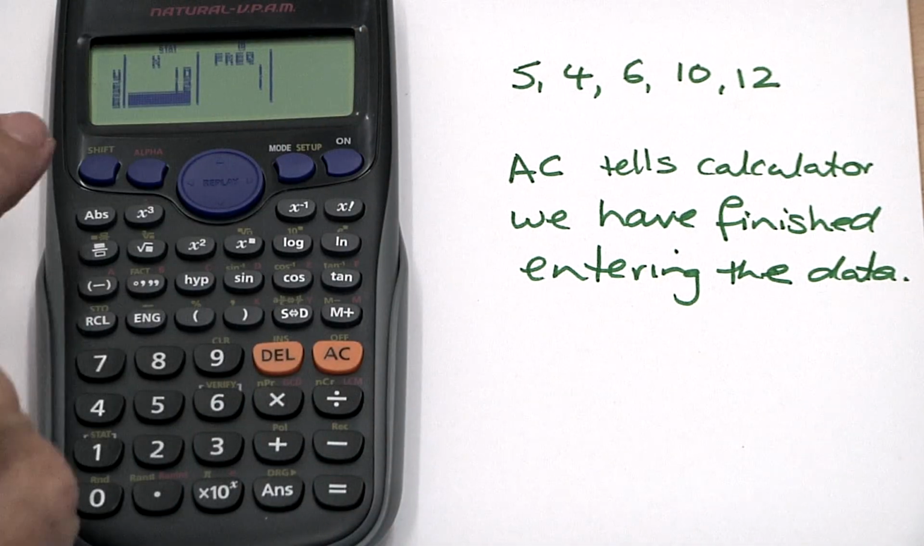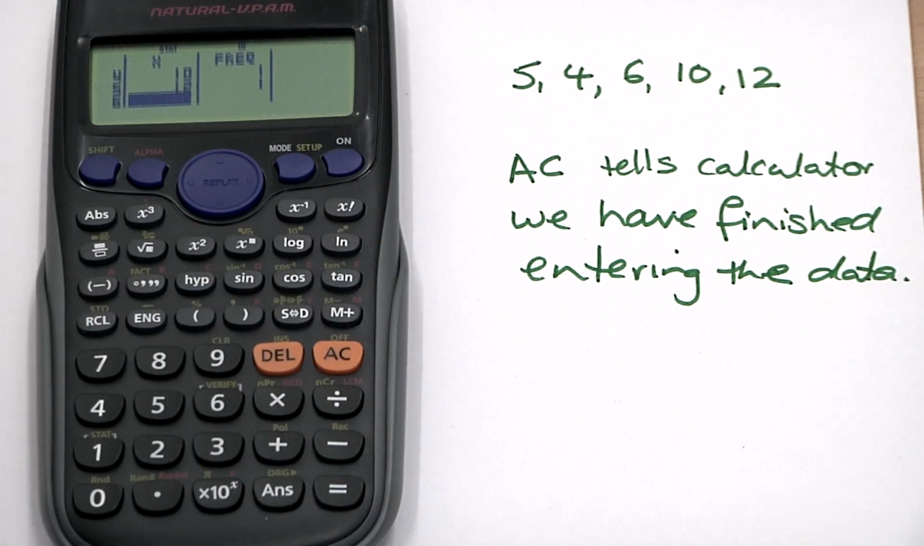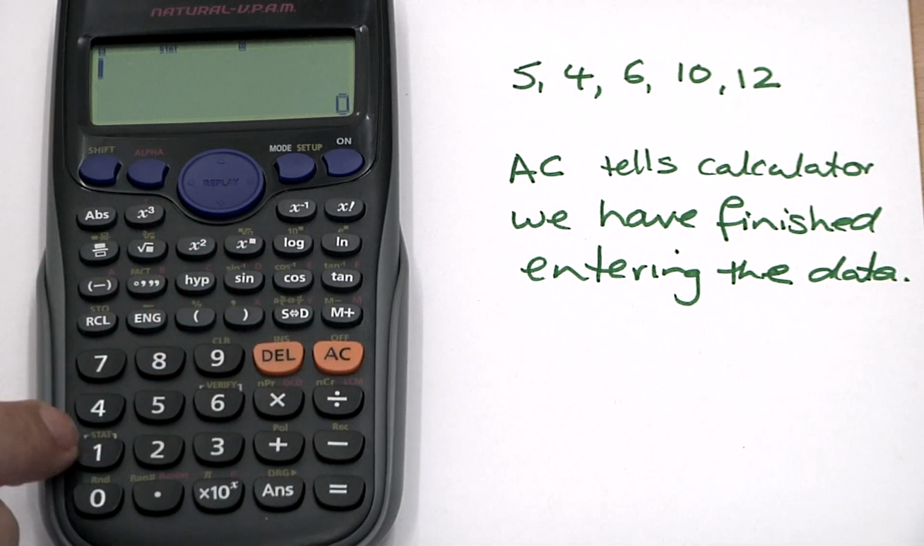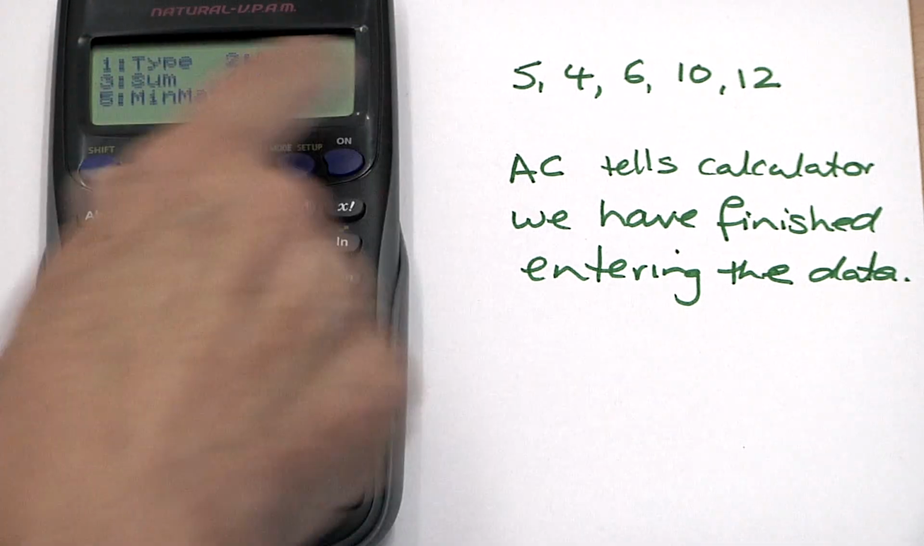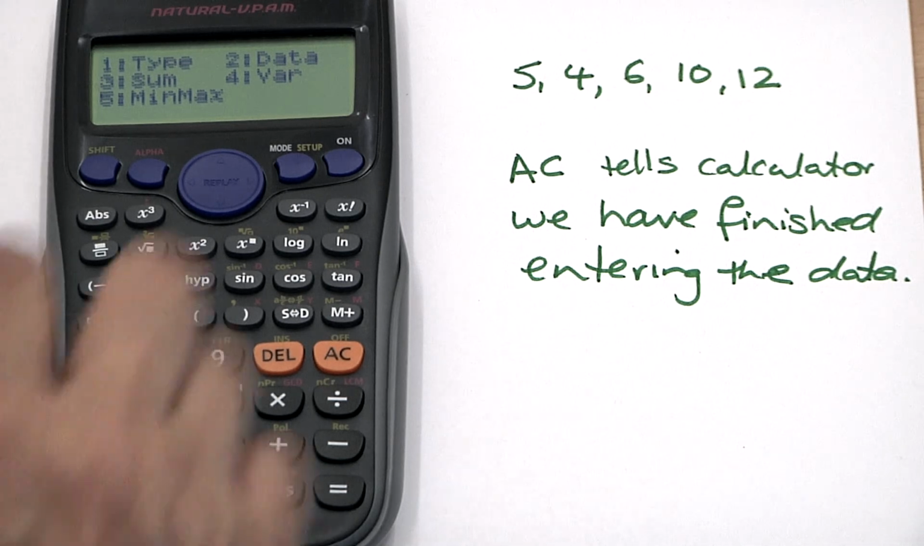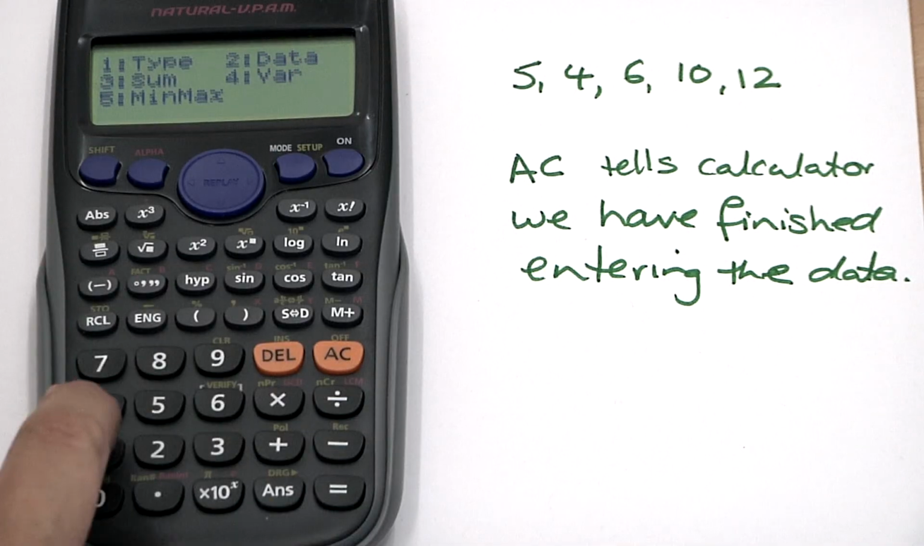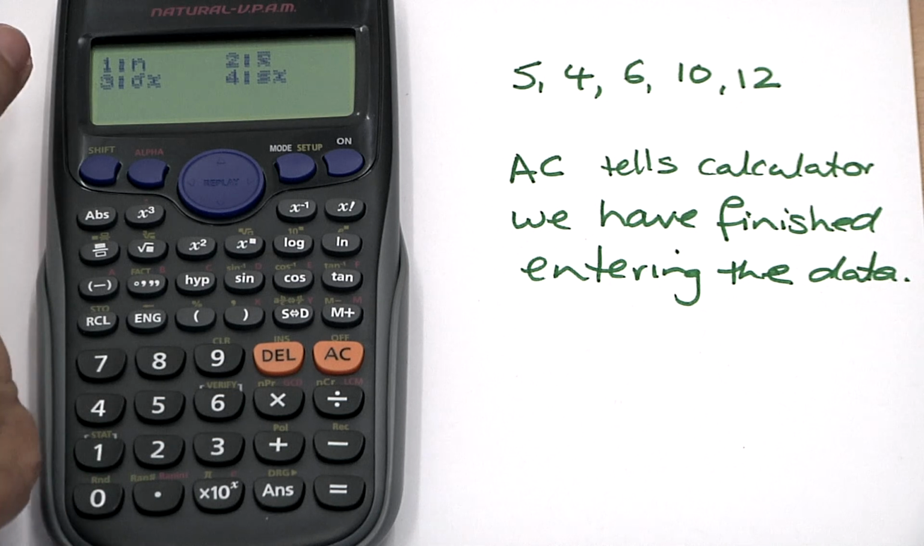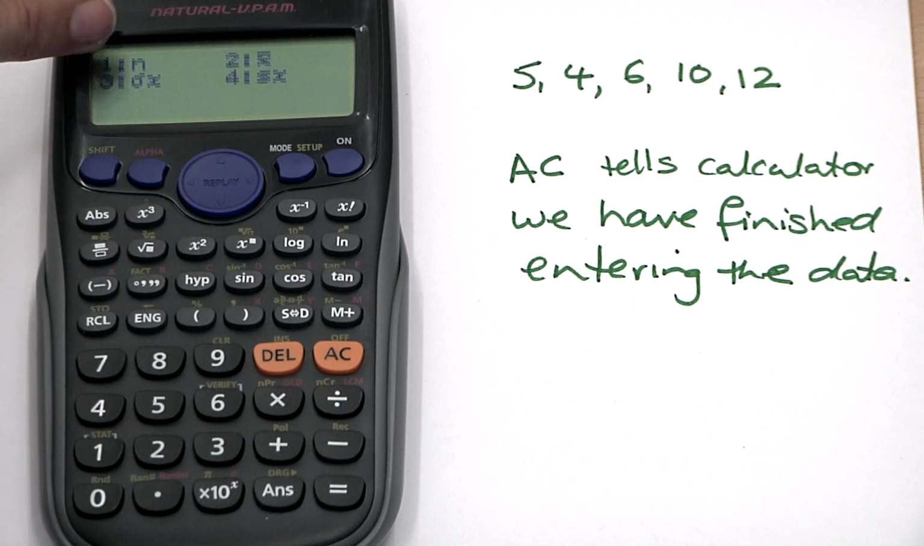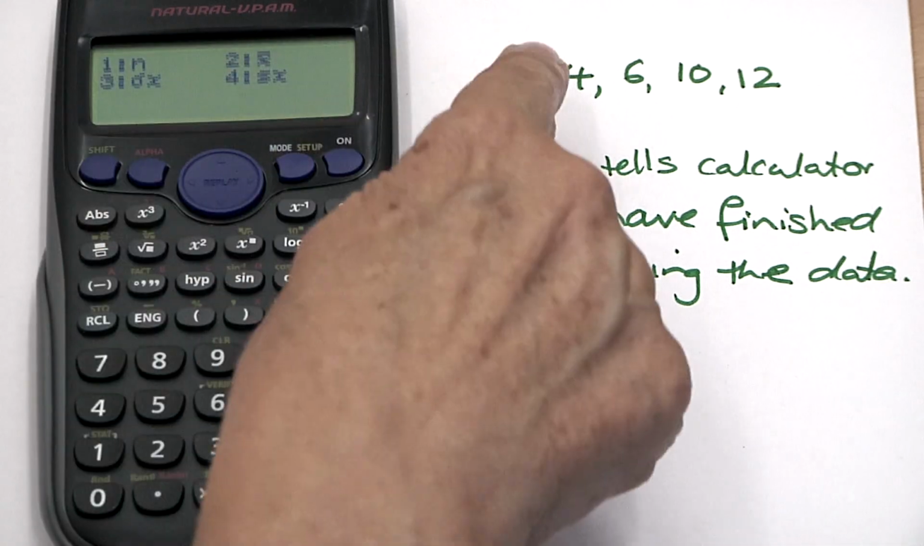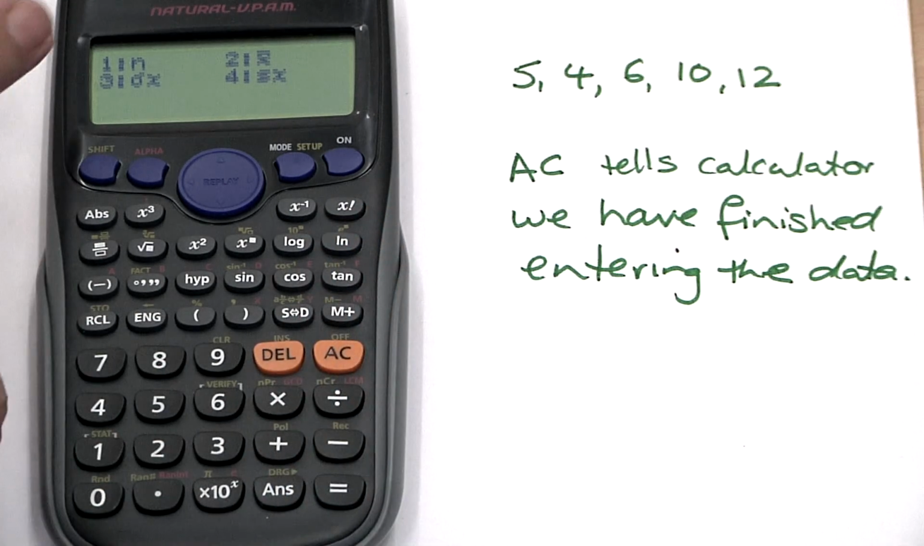So now we want to calculate the mean. We press shift, and here it's got stat above the number 1, but you can see the stat is in the yellowy brown, so that's why I have to press the shift. We press 1, and now we've got a lot of options. We want to get variables, so we press number 4, and now it is giving us 4 options. We can have the number of observations we put in, that should be 5: 1, 2, 3, 4, 5.